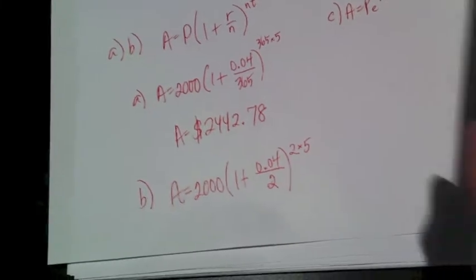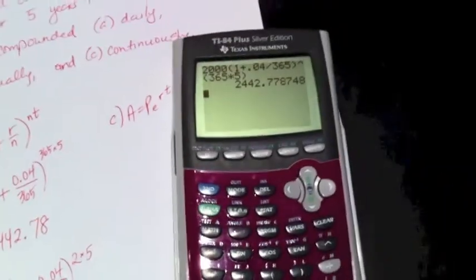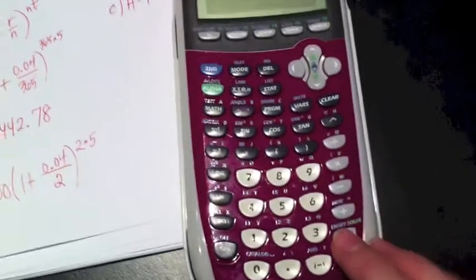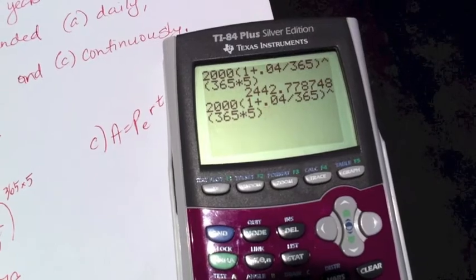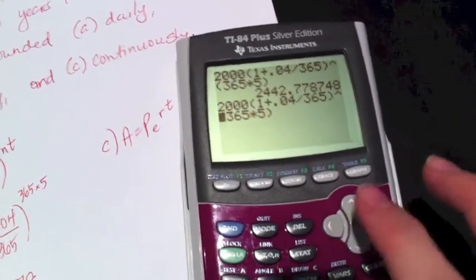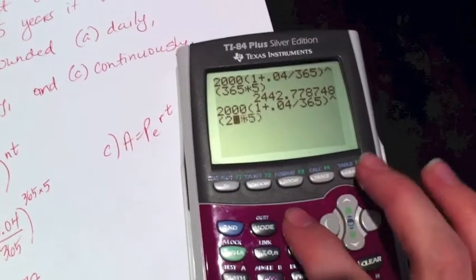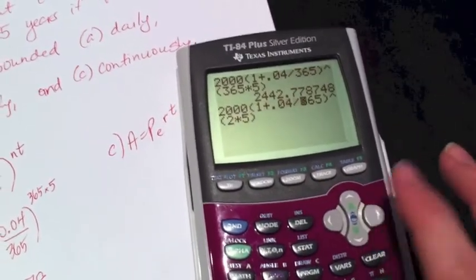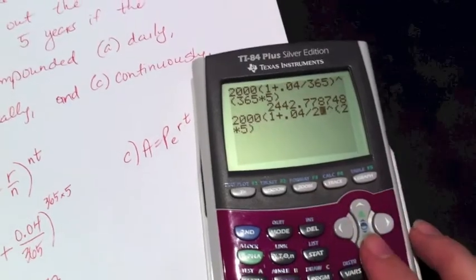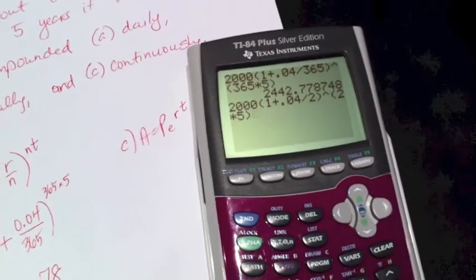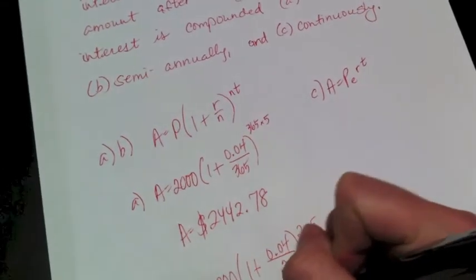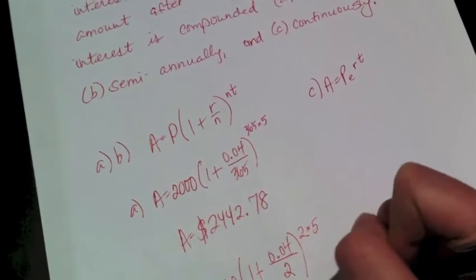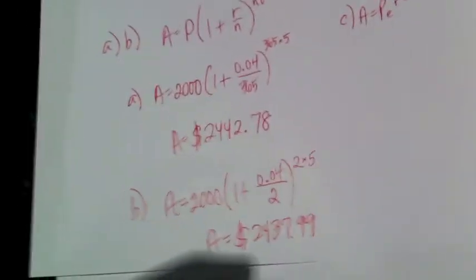So I did this earlier or in a different video. Instead of typing all of that in, you can do second enter and it brings up everything. And I'm changing the 365 to 2. So I'm just going to kind of scroll back. I'm going to change that to a 2 and delete the 6 and the 5. I'm going to change this to a 2. So now instead of having to type it all in, it sort of saves you 5 seconds. 2437.99. There we go.